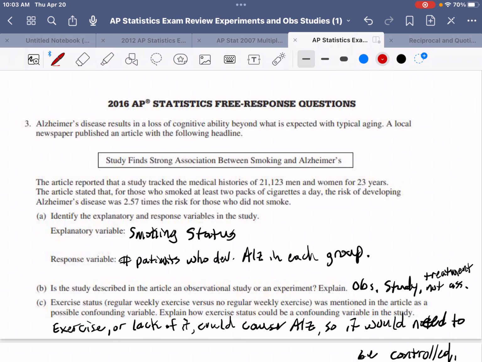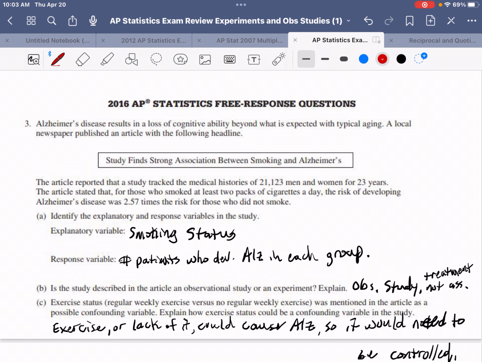What are the explanatory and response variables? The explanatory variable is smoking status. Do you smoke or not smoke? Would be the levels if they had asked. The response variable is the number of patients who develop Alzheimer's in each group.